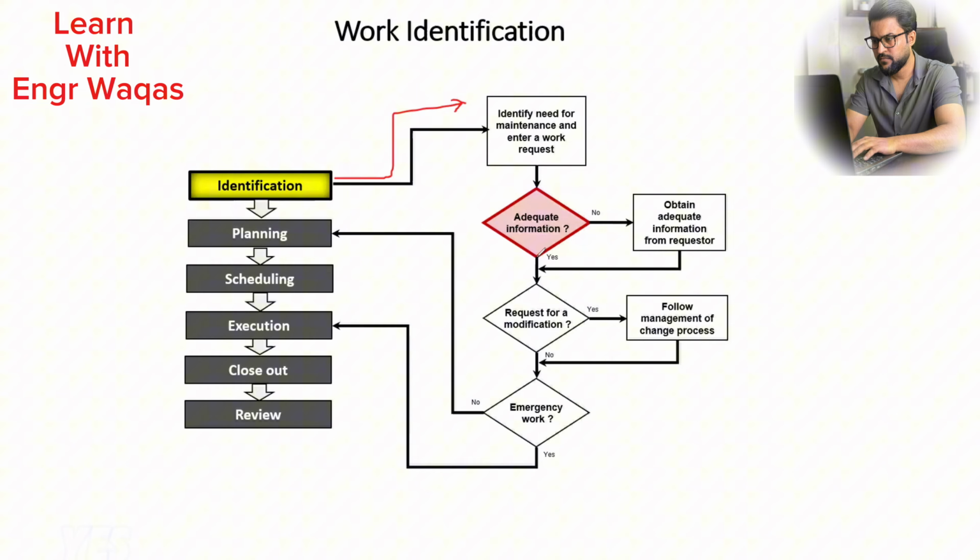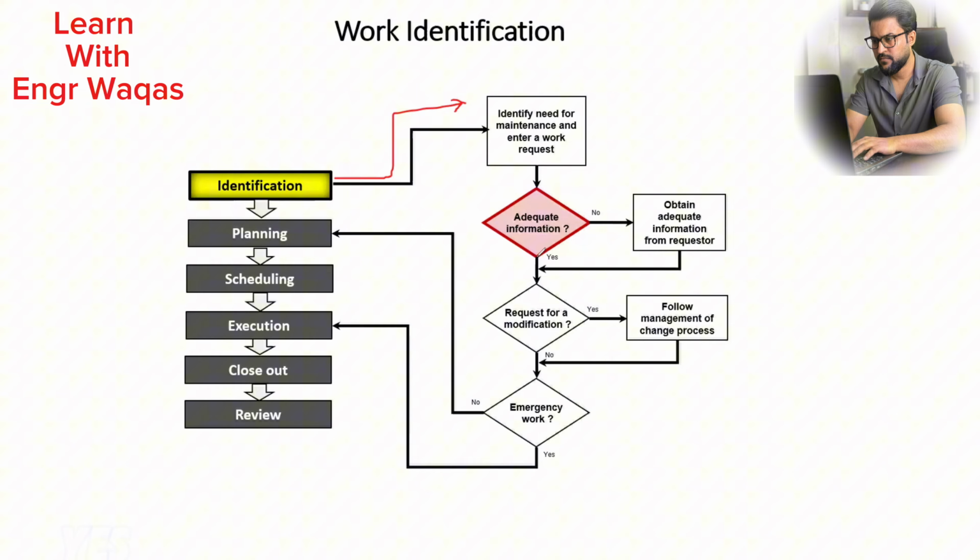You can see that the arrow is going to help us out, showing from which direction to where we have to collect our information before getting on Primavera P6. How do we need to collect all the data? That is the most important thing. So let's start from here. From identification, this arrow is directing towards this box, and this box is saying: identify need for maintenance and enter a work request.